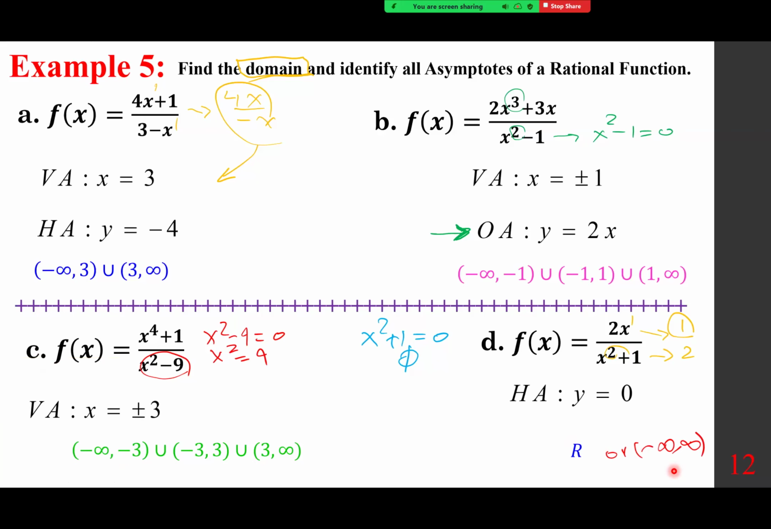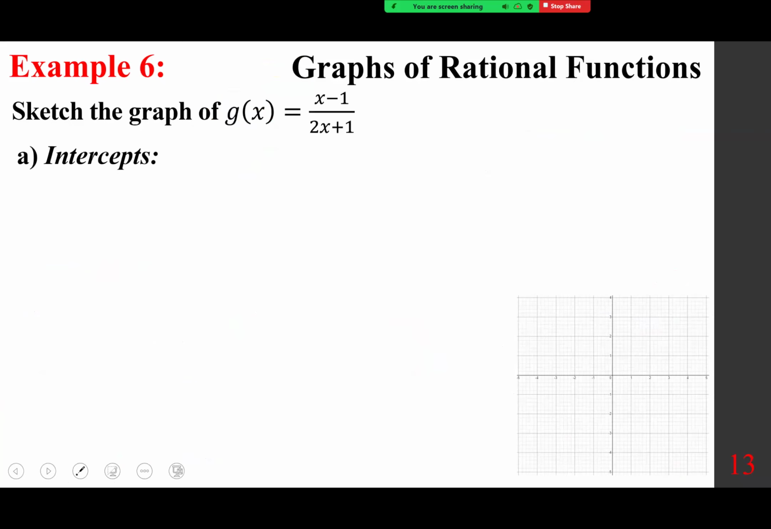Now we are ready to actually graph rational functions. Now that we understand how this works, we know how to find the domain, we know how to find the asymptotes, and so on. So let's start with the intercepts. Intercepts, just like any other intercept: x is 0, find y; y is 0, find x. So if I want to find the x-intercept, I set y equal to 0. Please understand g of x is the same as y.